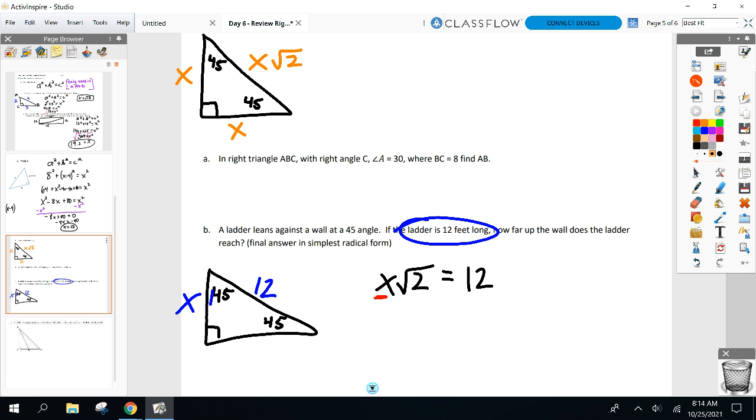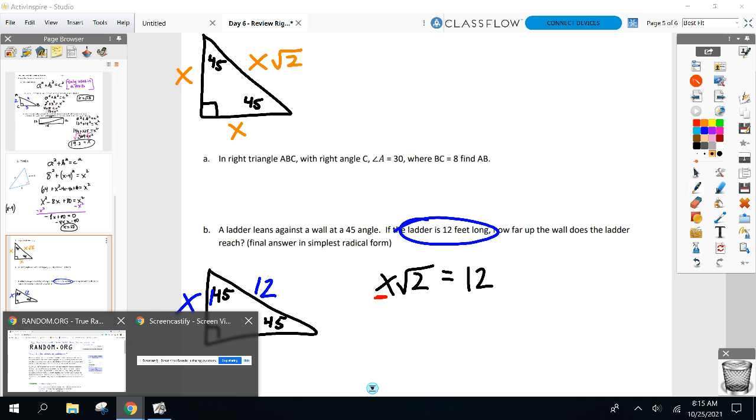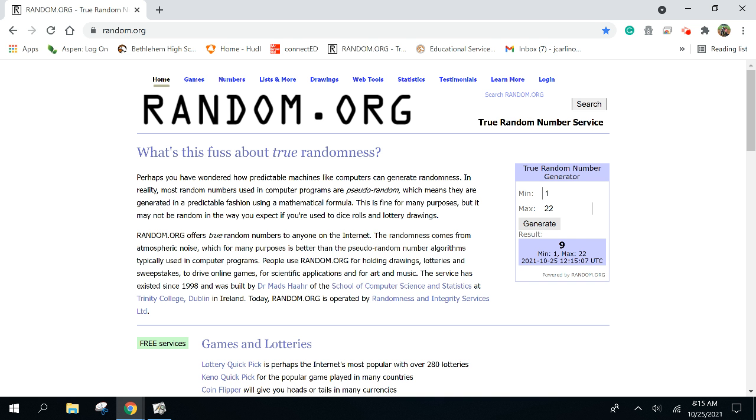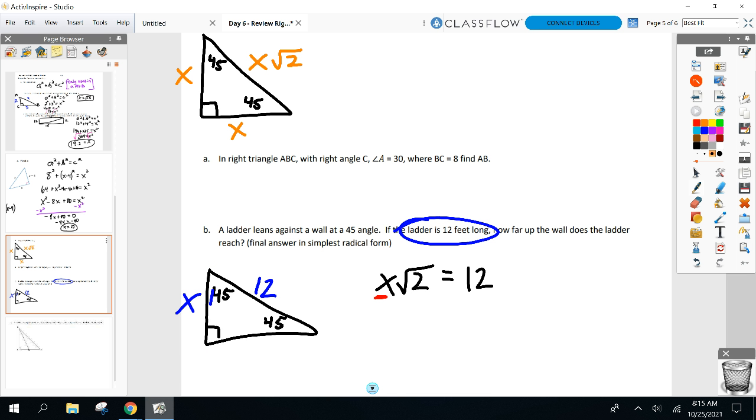x. So how do I get that x by itself is the question. It's x times radical 2. So using your knowledge of getting rid of things, how do I get rid of the radical 2? I need x by itself. What's happening between the x and the radical 2? How do I get rid of the radical 2 then? Okay, so let's go, everybody. Let's divide both sides by radical 2.